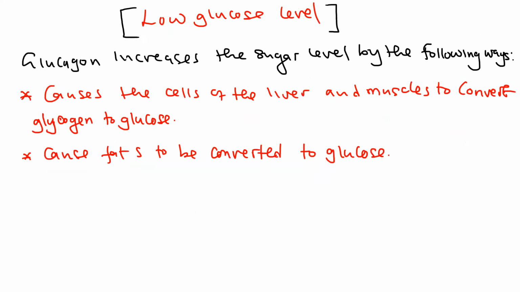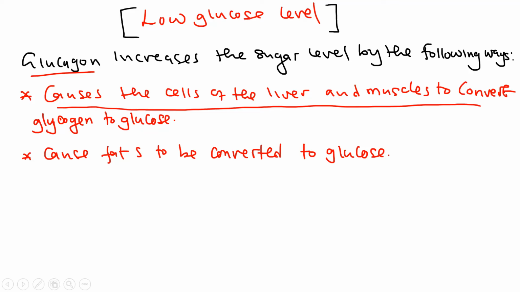Okay, let us look at how low glucose level is brought back to the normal level. Under this one, the pancreas releases the hormone called glucagon. Now, this one increases the sugar level in the blood, in the following way: it causes the cells of the liver this time around and the muscles to convert back the glycogen to glucose. Then, of course, it causes the fats to be converted to glucose. So these are the ways in which low glucose level is brought to normal.